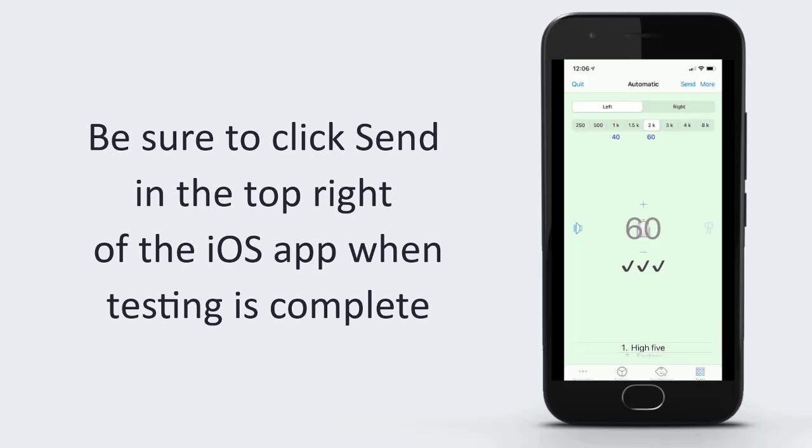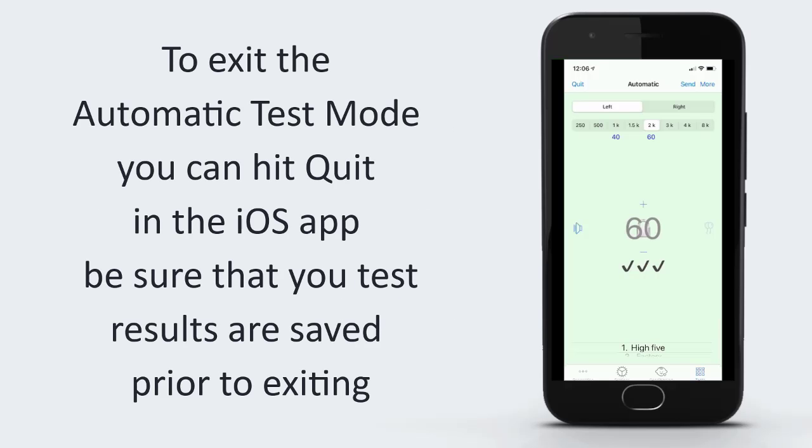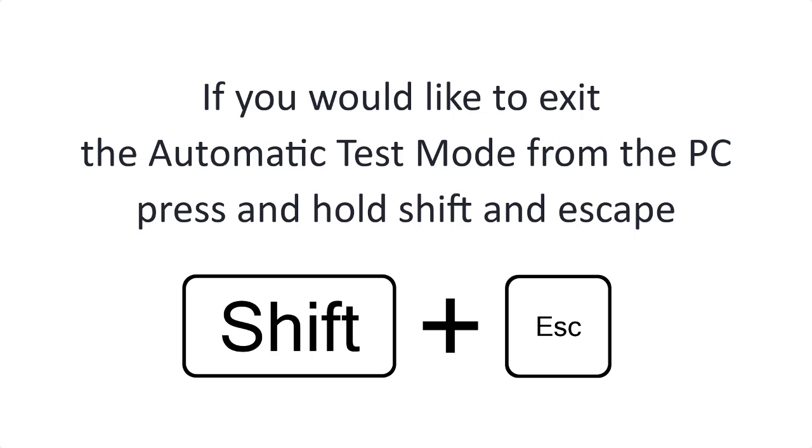Be sure to click Send in the top right of the iOS app when testing is complete. Saving the information transfers the test results from the iOS app into MedRx Studio Software. To exit the automatic test mode, you can hit Quit in the iOS app. Be sure that your test results are saved prior to exiting. If you would like to exit the automatic test mode from the PC, press and hold Shift and Escape.